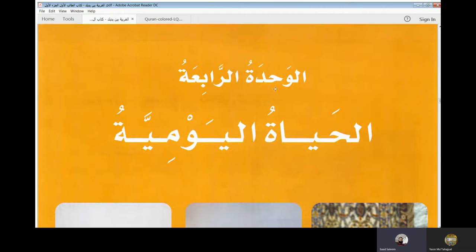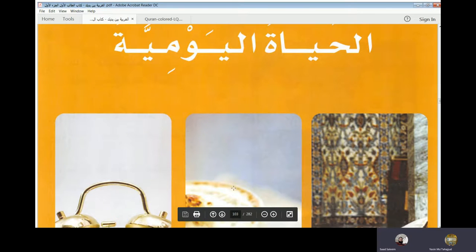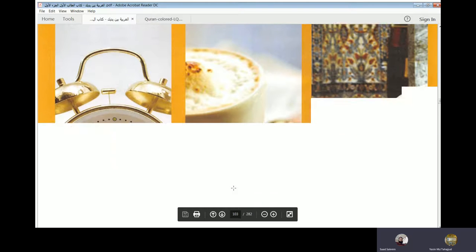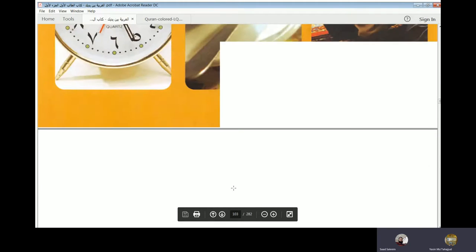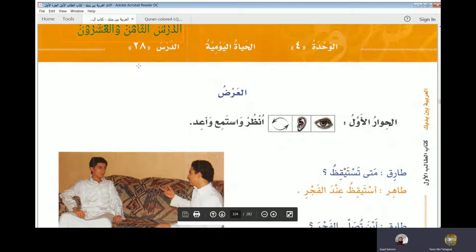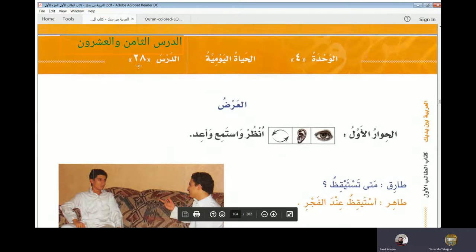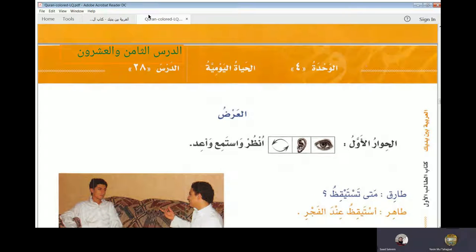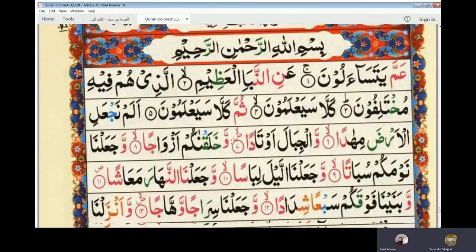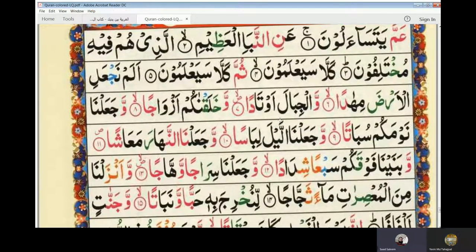Then we have Unit Four, Daily Life. Note this page will start tomorrow, page 103 PDF. Now Holy Quran. Tell me the page number of the Holy Quran. We are on this page, verse number 7, I think we completed yesterday.